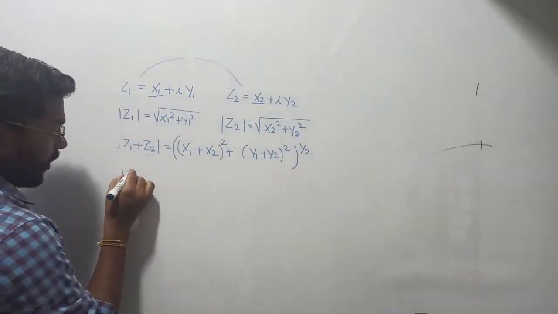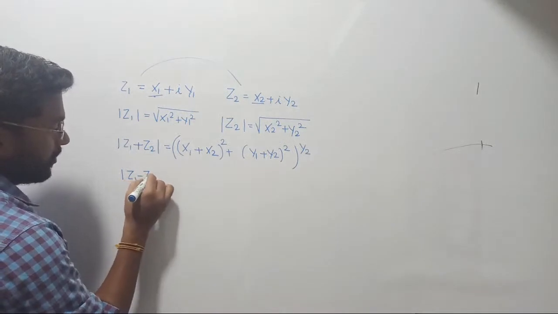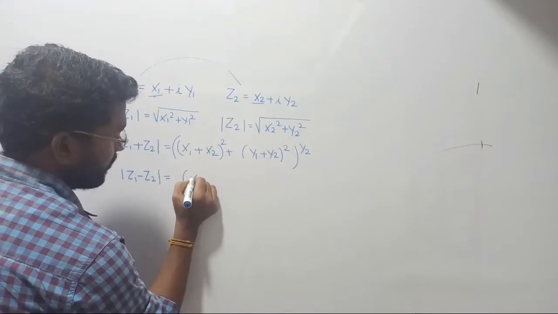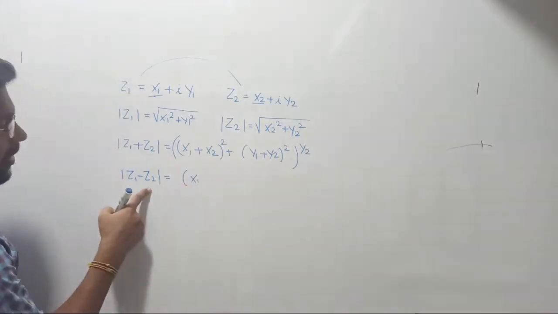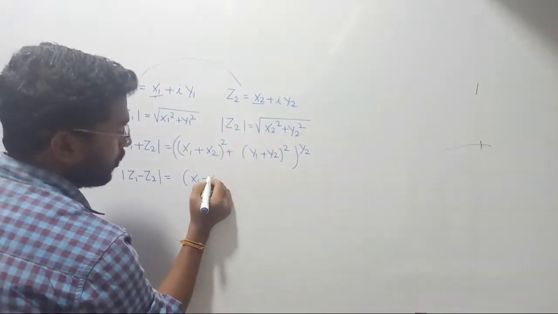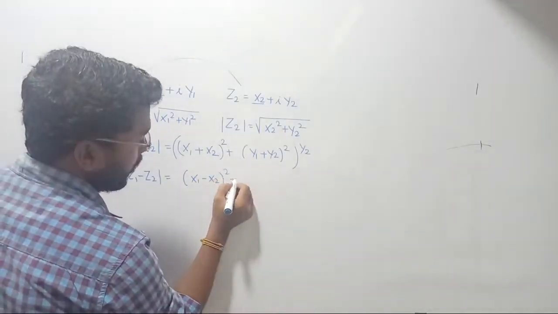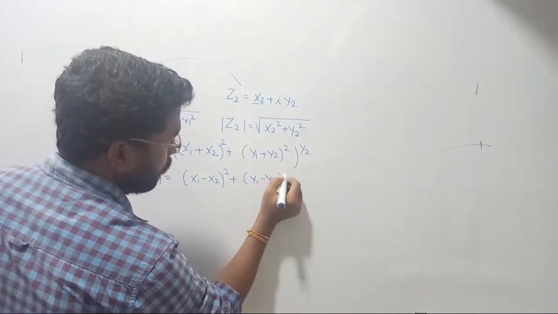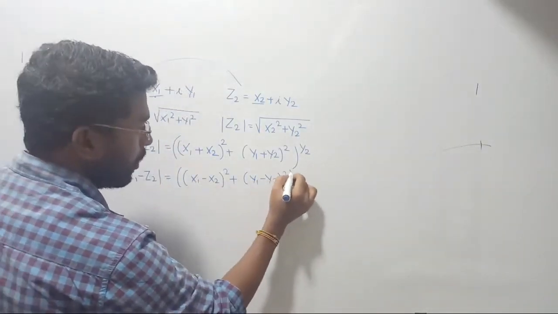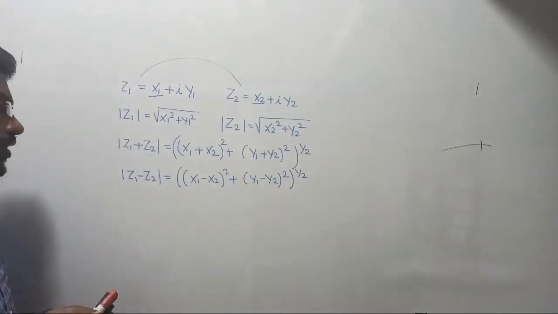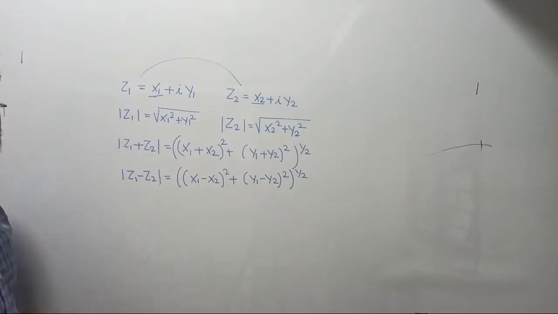Similarly, we should find the value of mod of z1 minus z2. If I want to do that, then we can simply say the real part of z1 minus the real part of z2, and then the whole square, plus the imaginary part of z1 minus the imaginary part of z2, whole square, and we keep them all under root. Clear? Yes, that is how we get the subtraction, mod of z1 minus z2.